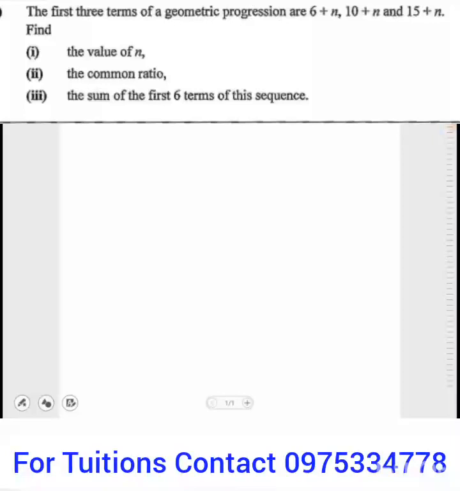Okay, so today we have a question about geometric progression, paper 2 question, which came in 2017, and I want us to solve it together. Okay, so this is the question.